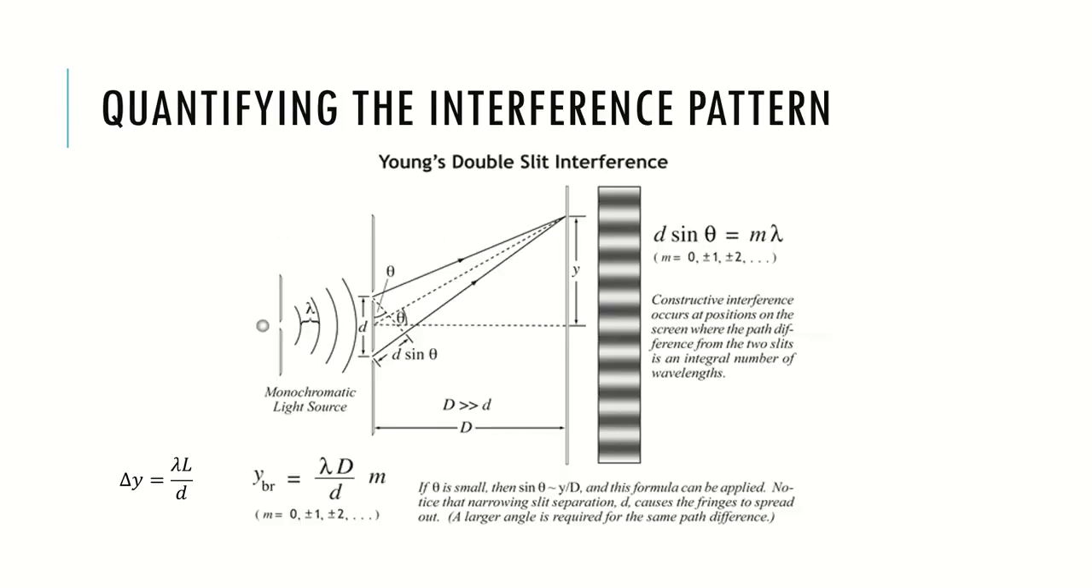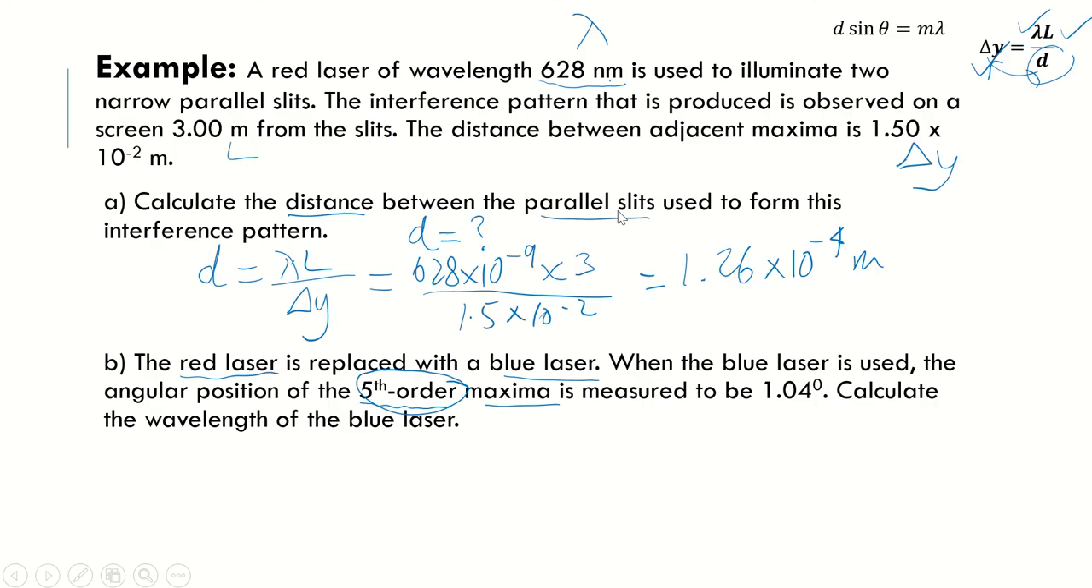So if we go back to this, here, this is m equals 0. This here is m equals 1, and that's the first order, second order, third order, fourth order, etc. So this is m equals 1, m equals 2, m equals 3, m equals 4. So in this question, we had the fifth order maxima, so the fifth one across. So this basically just means that m is 5. And this angle is 1.04 degrees.